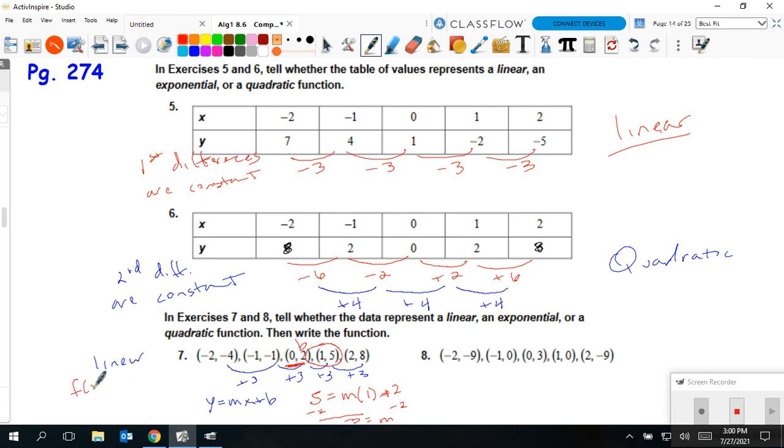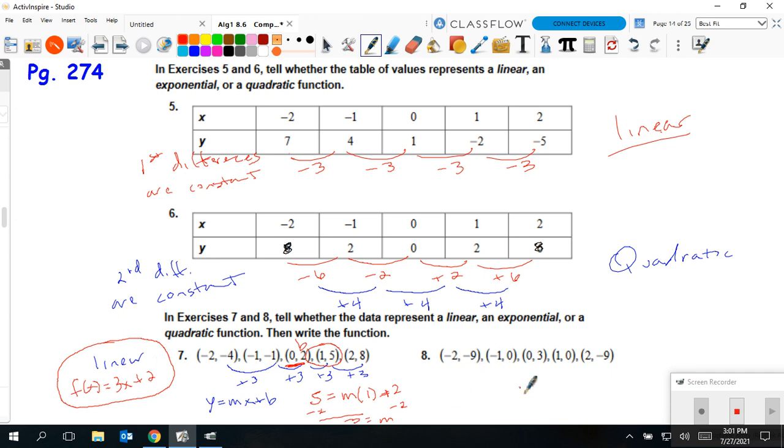So my linear function is going to be this. I could start off with f of x. You could say y equals, but f of x is our function notation. And then it's going to be 3 for m, so 3x, and then plus 2. So that's our answer here for number 7.